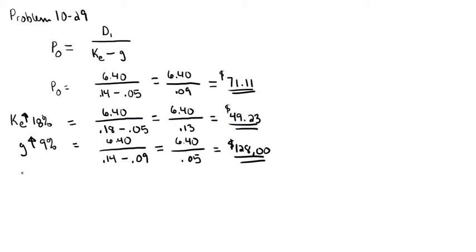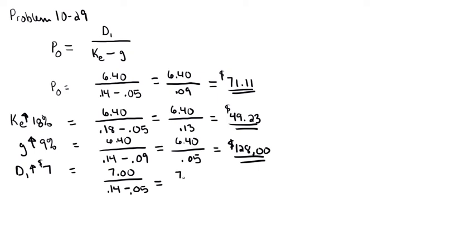Now assume our dividend in the next year is $7, and we're going to put K sub E at its original value of 14% and G at 5%. So now we're paying a higher dividend. That goes up to $7. What's going to happen to our stock? So our dividend goes up to $7. Our original expected or required rate of return goes to 14% again, and our expected growth rate is 5%.